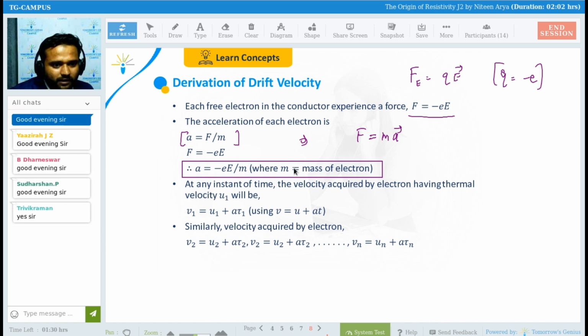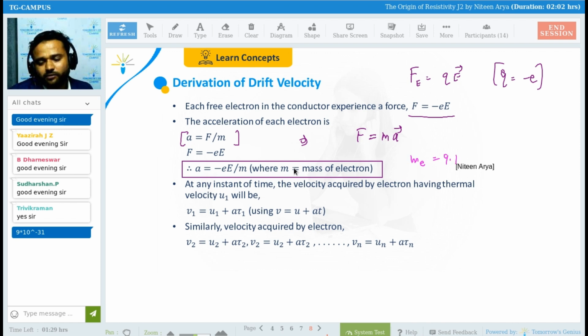Seriously? No, 1.6, Harimesh, that is the charge. The mass of an electron is 9.1 into 10 to the power minus 31 kg. The mass of a proton is about 10 to the power minus 27. So that is your order.